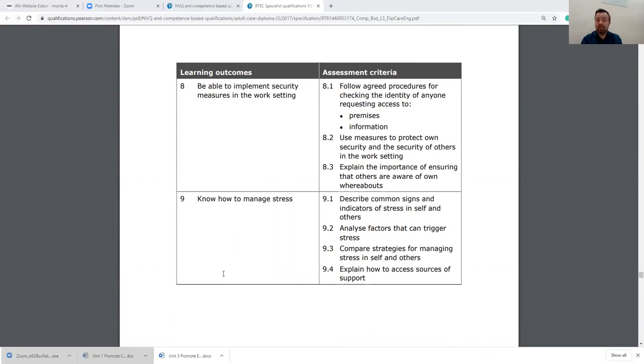Number 8 is about implementing security measures in the work setting. So again, this one's always a bit difficult, especially in health and social care, because they're normally busy environments.